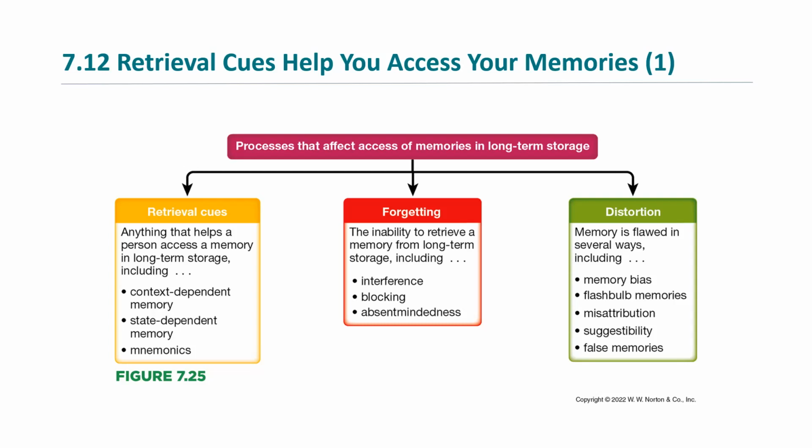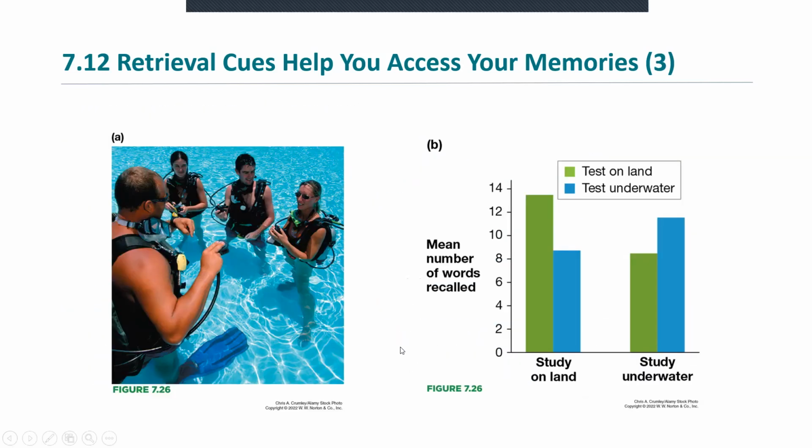We'll talk about all of these in this learning objective. And then forgetting affects our ability to access memories. The inability to retrieve a memory from long-term storage. It includes interference, blocking, and absent-mindedness. We will also talk about forgetting in this learning objective. And then in learning objective 6, we would talk about distortion, which shows how memory is flawed in many ways, including memory bias, flashbulb memories, misattribution, suggestibility, and false memories. So let's begin by looking at retrieval cues.